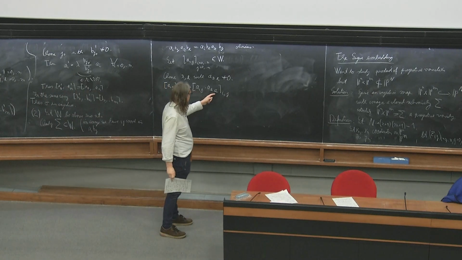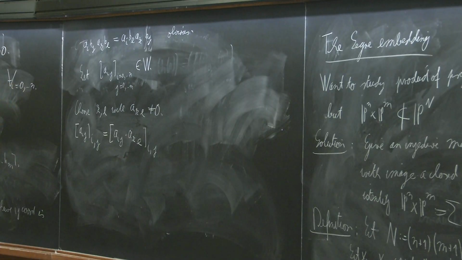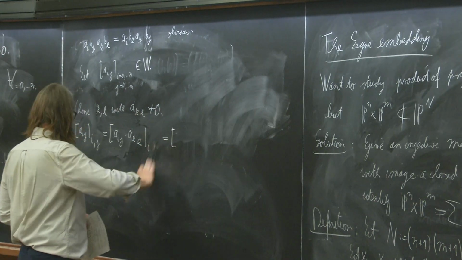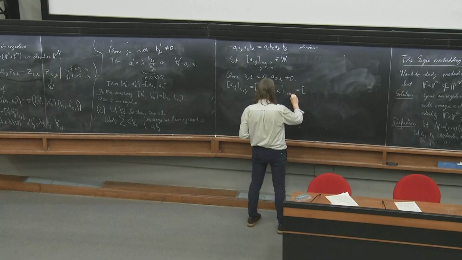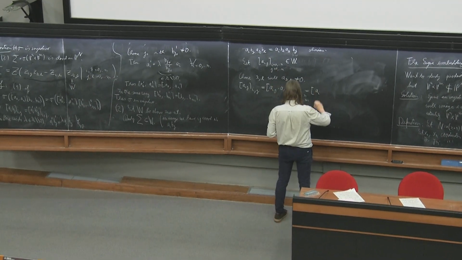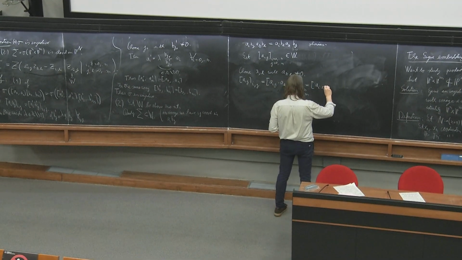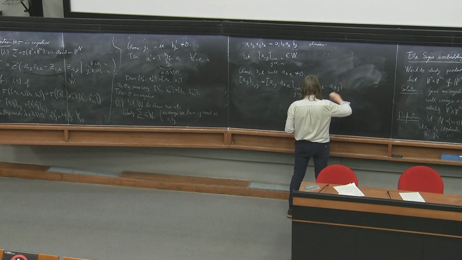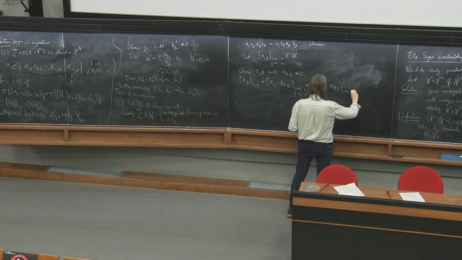Aij times akl is the same as ail times akj. So this is the same as, maybe I still write it here, where i goes from 0 to n, j goes from 0 to m. So this is the same as ail times akj, i from 0 to n, j from 0 to m.